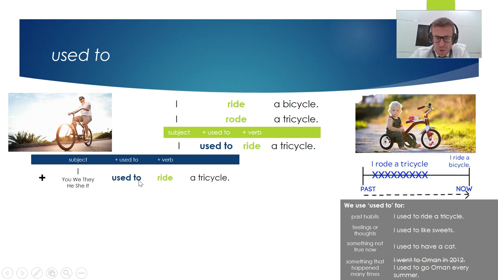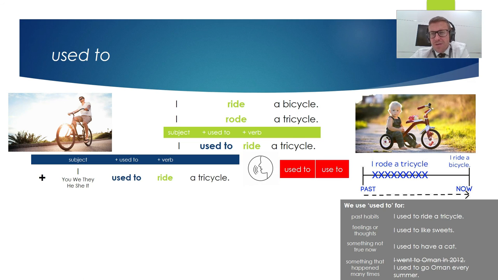Let's just look at this D. It's very important that you write the D for used to, but the pronunciation, listen, I used to ride a tricycle. We don't actually say the D because you have D and T together and it becomes one sound. Used to ride a tricycle. It doesn't sound terrible to say used to, but it's difficult to say, so we put it together and say used to.